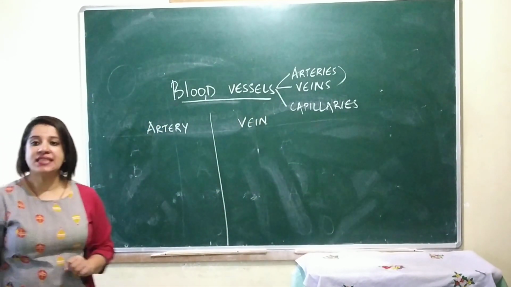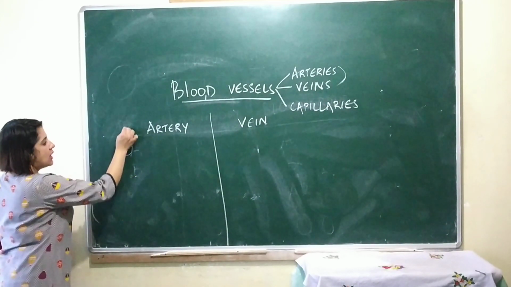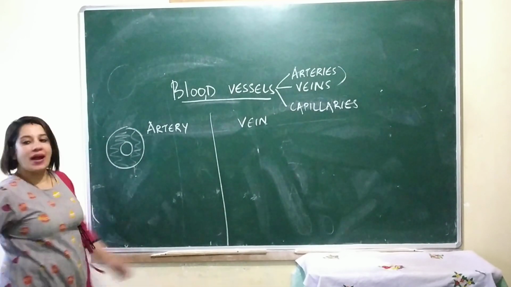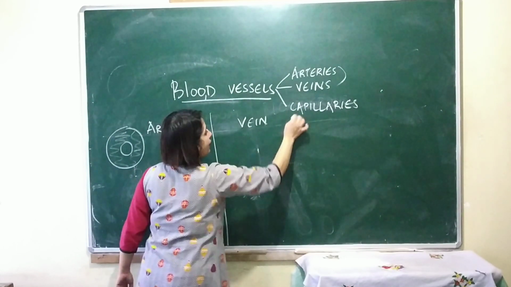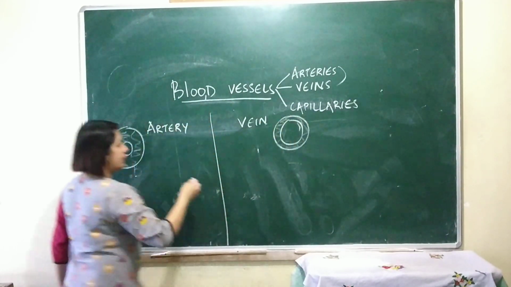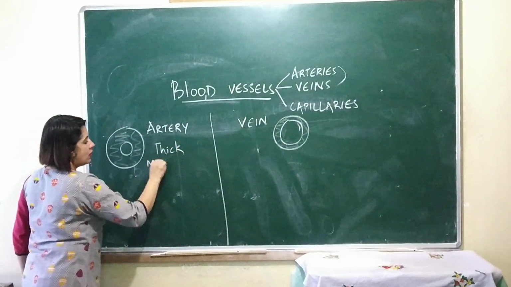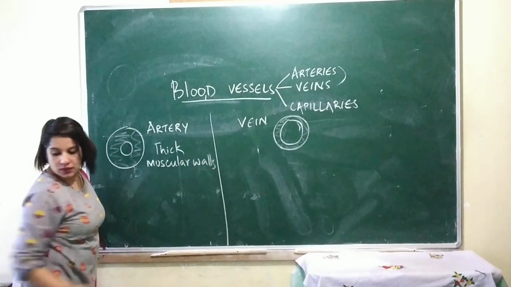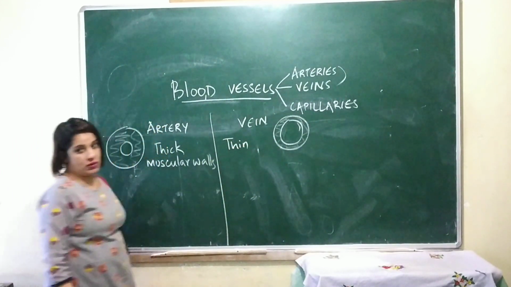Now, arteries have thick muscular walls. So the walls are very thick. Whereas veins have thin muscular walls. So here, thick muscular walls. Here it is thin muscular walls.